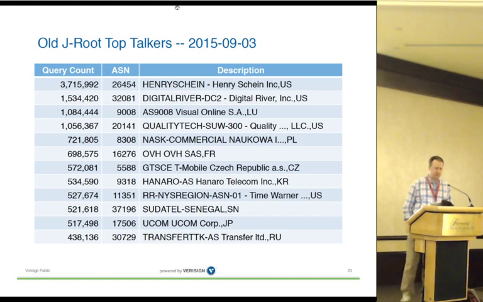This table shows the top talkers to old J-Root by their origin AS number, and this is covering a one-day period. In that one day, we had almost 4 million queries from a single AS listed there at the top, and you can read the rest of them at your leisure. There's nothing here that would indicate any particular countries favored or overrepresented. They're from all over the place.